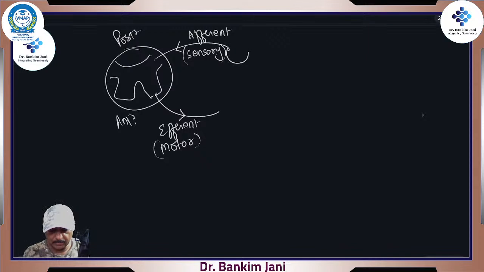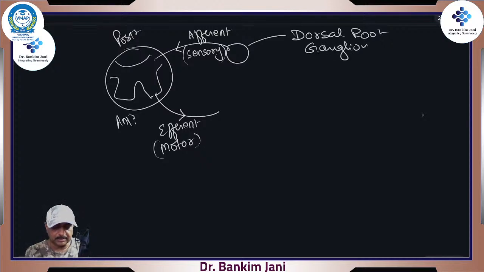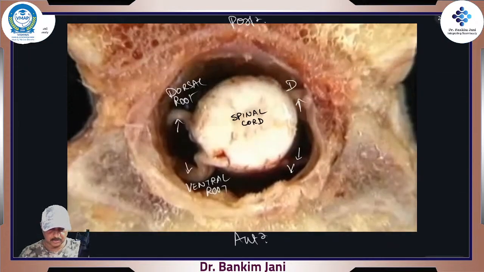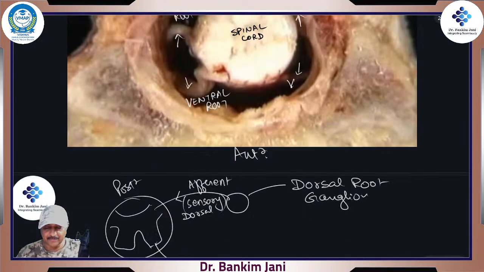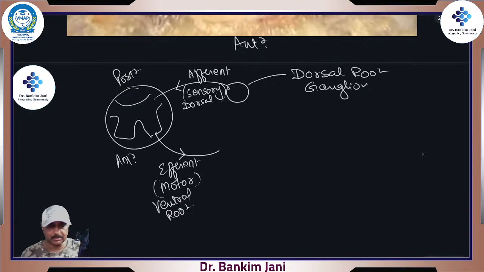Now, over here, there would be one ganglion, right? So we'll call this the dorsal root ganglion. So this is afferent, this is also called the dorsal root, and this one is also called the ventral root, right? So we are watching this dorsal root and ventral root. So it means if we go for still further dissection, should we be able to see the dorsal root ganglion? Why not? Definitely we'll be able to see, right? So that's the dorsal root ganglion.